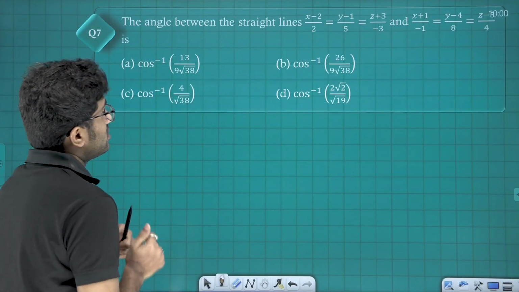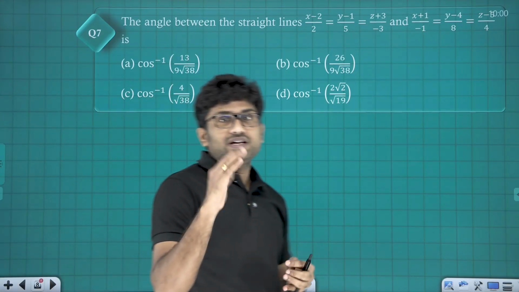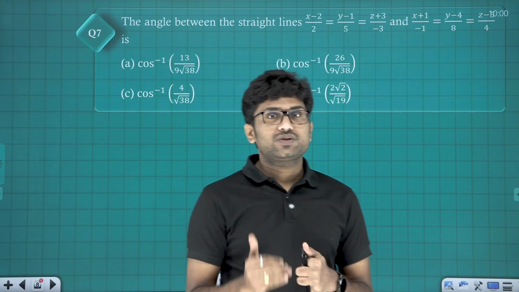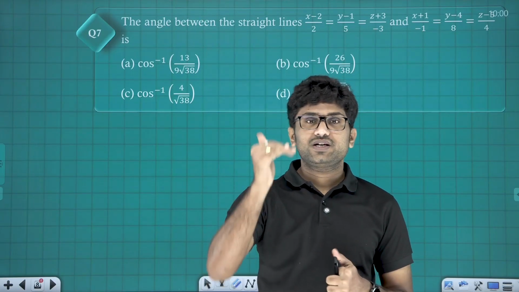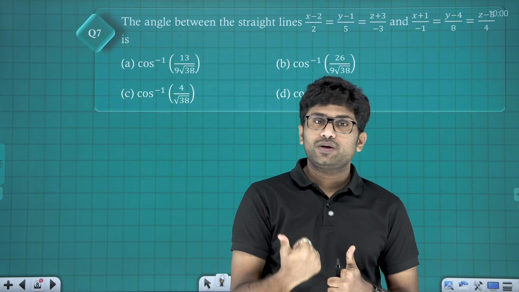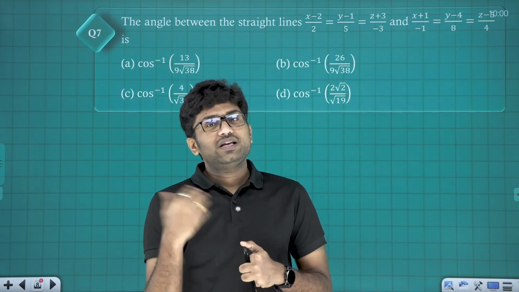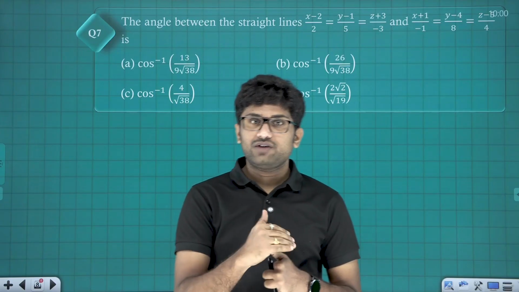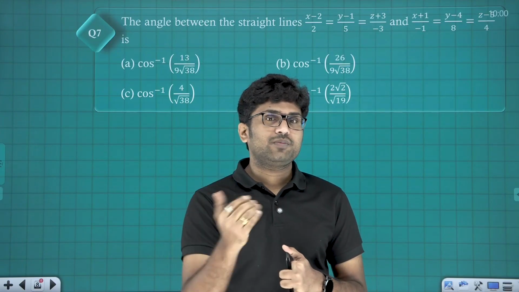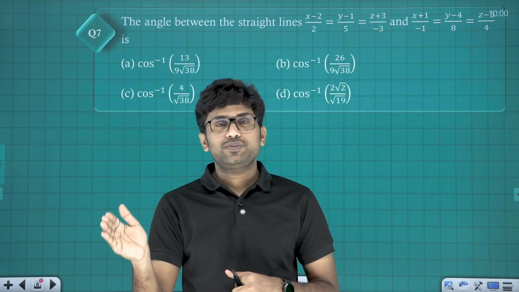The angle between the straight lines. So clearly if x minus x1 by a1 is equal to y minus y1 by b1 is equal to z minus z1 by c1, and x minus x2 by a2 is equal to y minus y2 by b2 is equal to z minus z2 by c2 are any two lines, then the angle between them is cos theta is equal to a1 a2 plus b1 b2 plus c1 c2 divided by root a1 square plus b1 square plus c1 square into root a2 square plus b2 square plus c2 square.